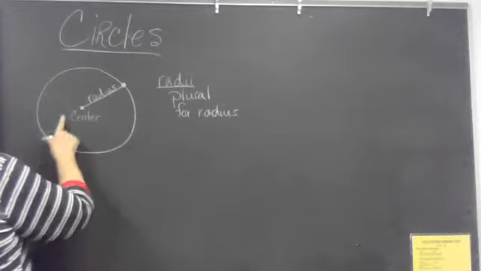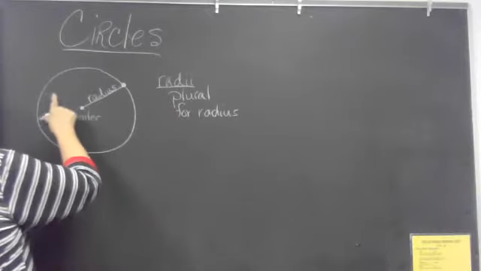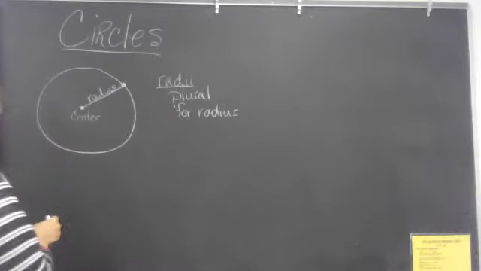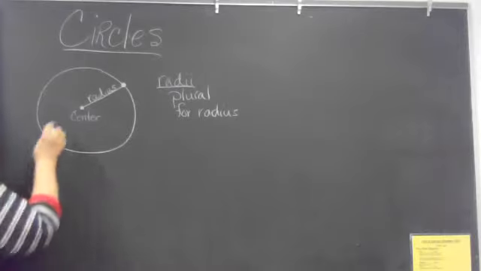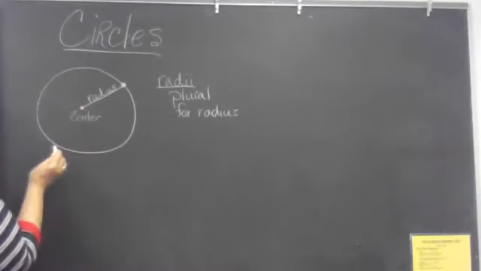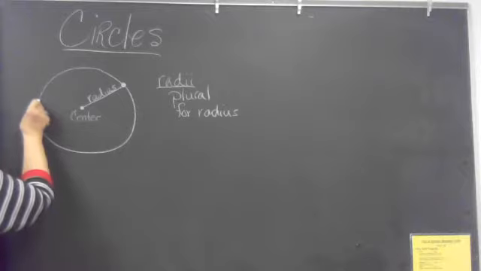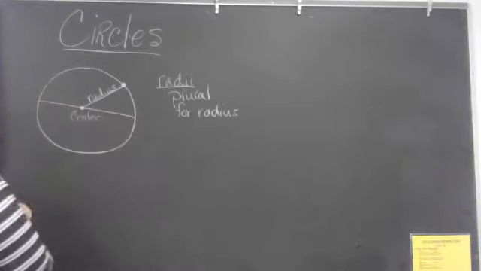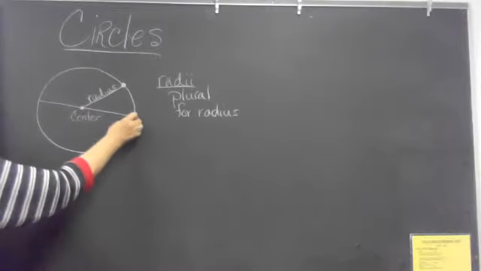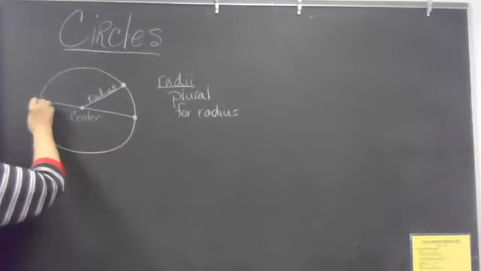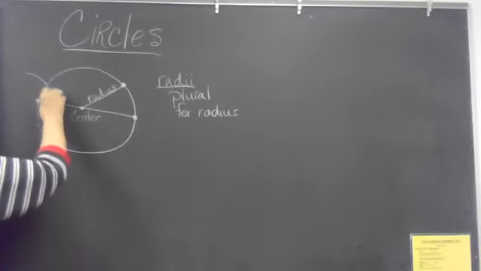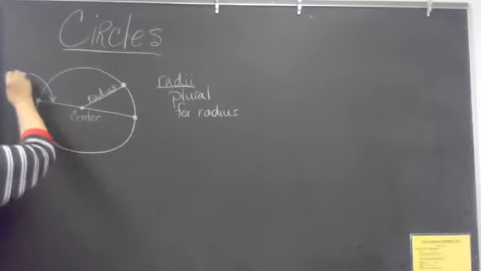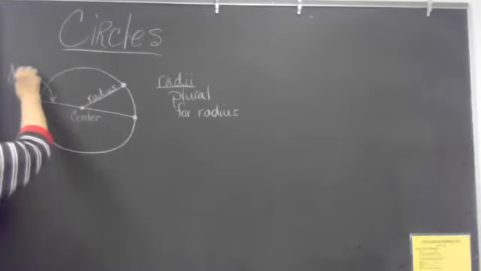Now let's talk about the distance all the way through the center. This distance has to go through the center from one side of the circle all the way to the other side of the circle, all the way across. This distance is called the diameter.